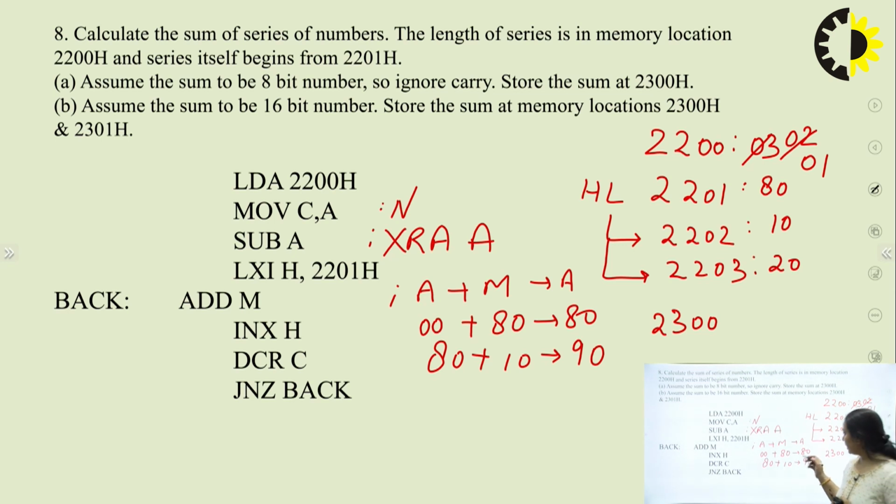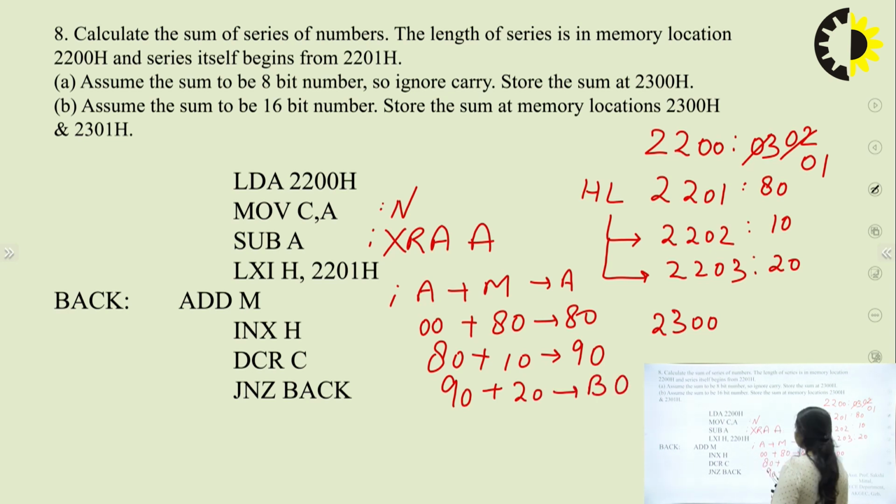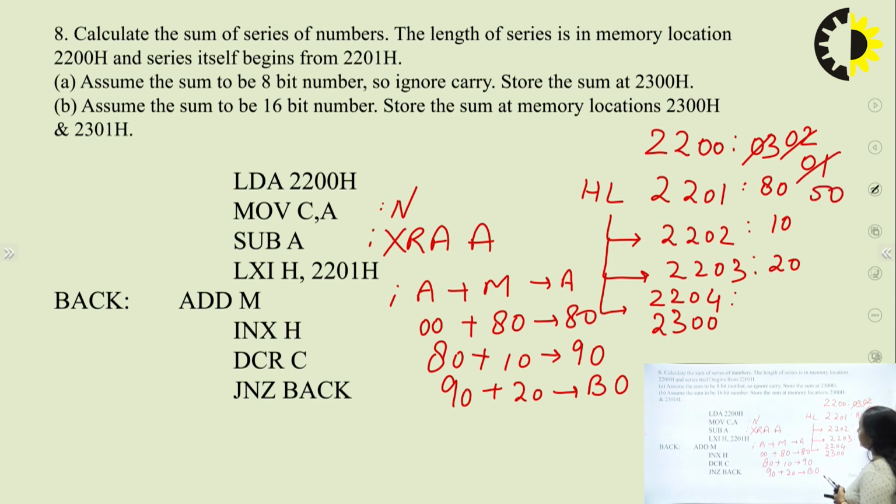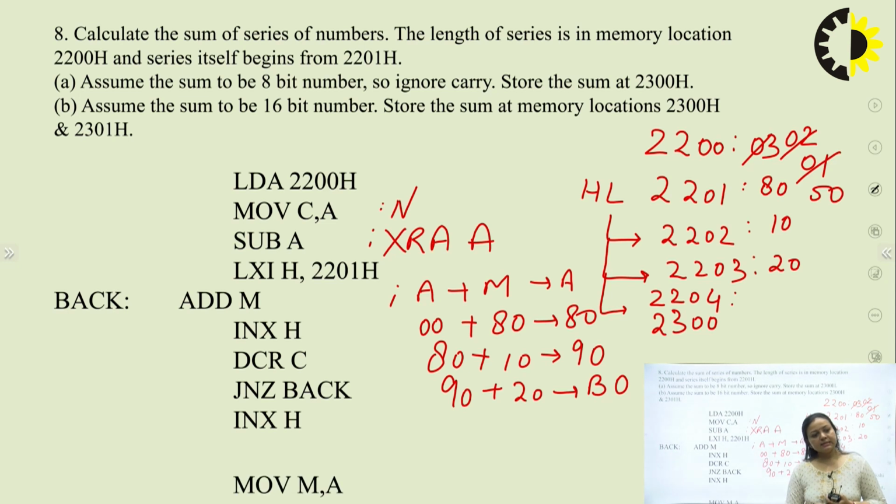We again add the numbers. The accumulator has 90, I add 20, and it becomes B0. Incremented, we reach the next location, 2204. We decrement the counter by 1 and it becomes 00. Now C has value 0, so the zero flag is set to 1. For the jump-if-not-zero condition, the zero flag is set, so the condition becomes false and we cannot jump. Instead, we go to the next instruction, which is INX H.